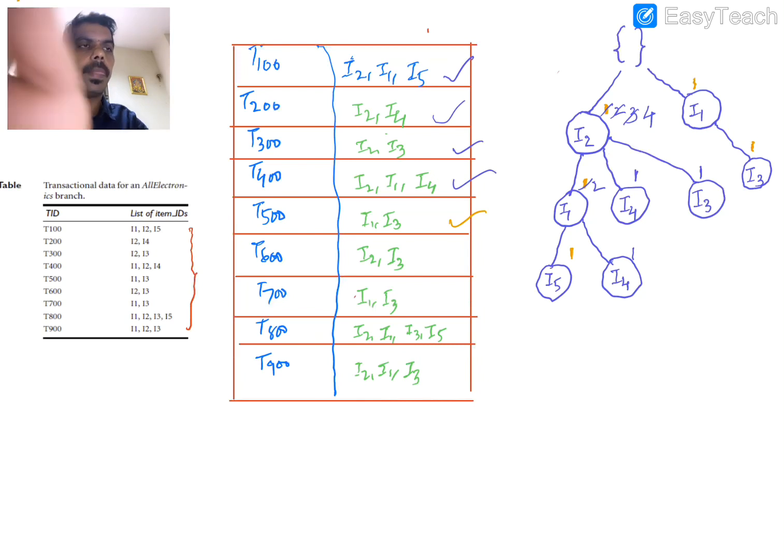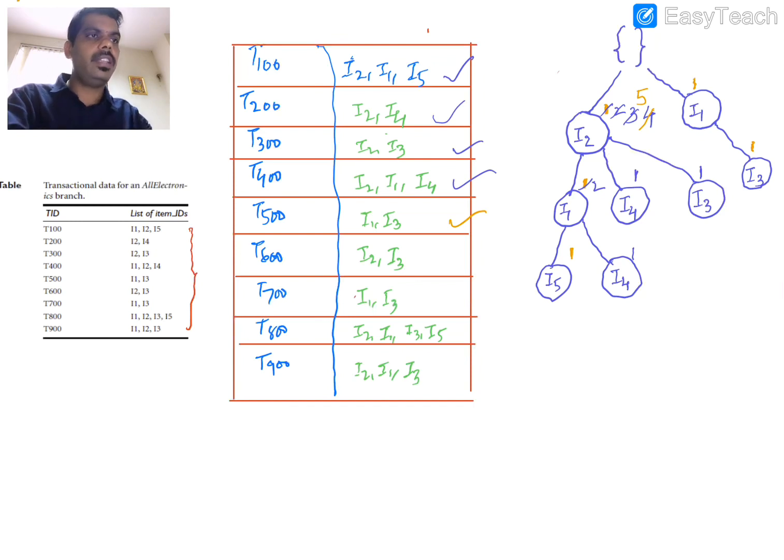Next, I2, I3. So what will be the frequency of I2? 5. And I3 at second level. Is there any I3 at second level? This one. So I am going to make it 2. Next, T600, I2, I3 again. So I think T600 is over. Next, T700, I1, I3. I1, I3. T800, I2, I1, I3, I5.